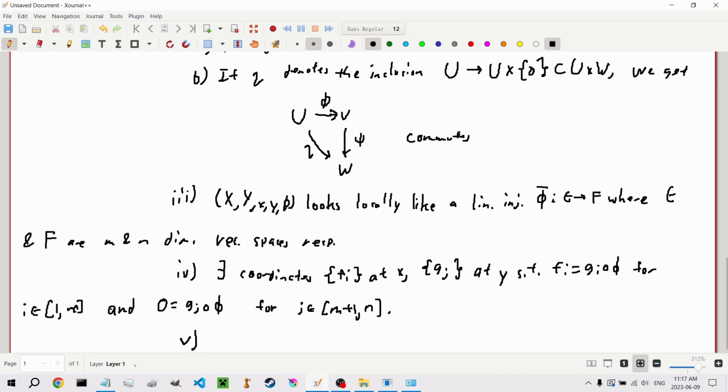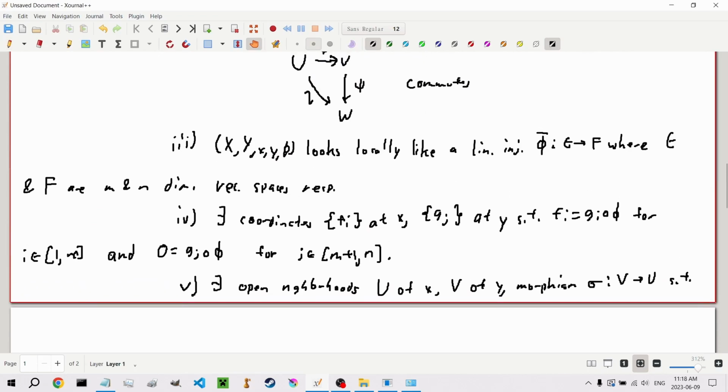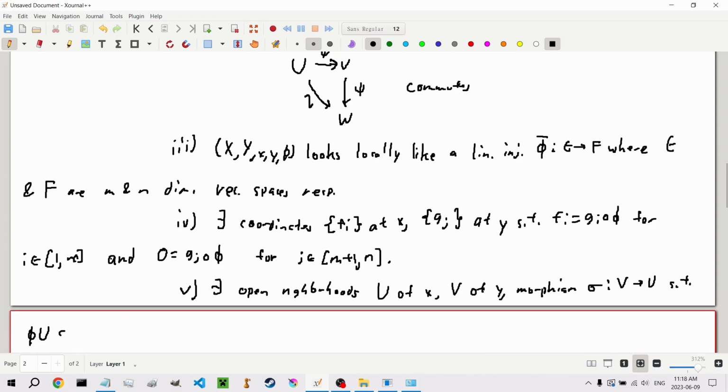And finally, our fifth equivalent condition, there exist open neighborhoods U of x, V of y, and a morphism sigma from V to U such that phi of U is in V, phi carries U to V, and sigma is just a left inverse of phi, giving the identity on U.